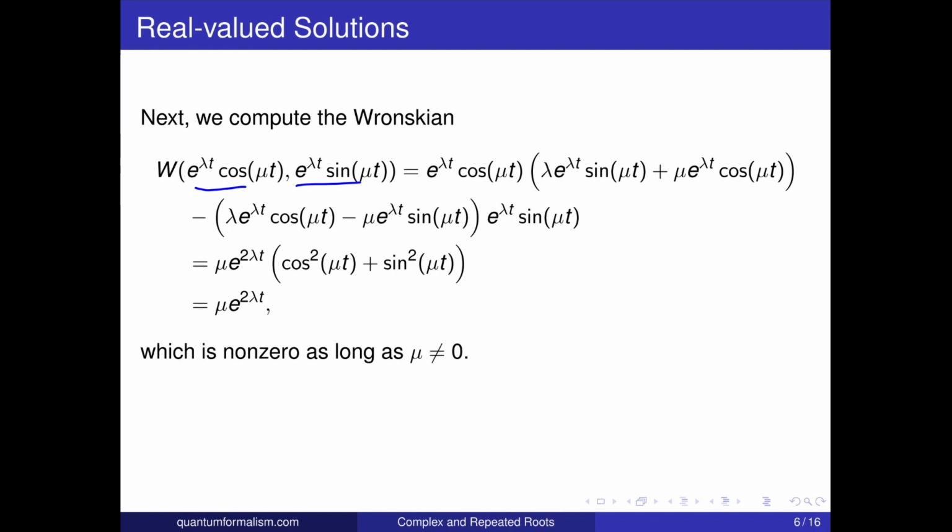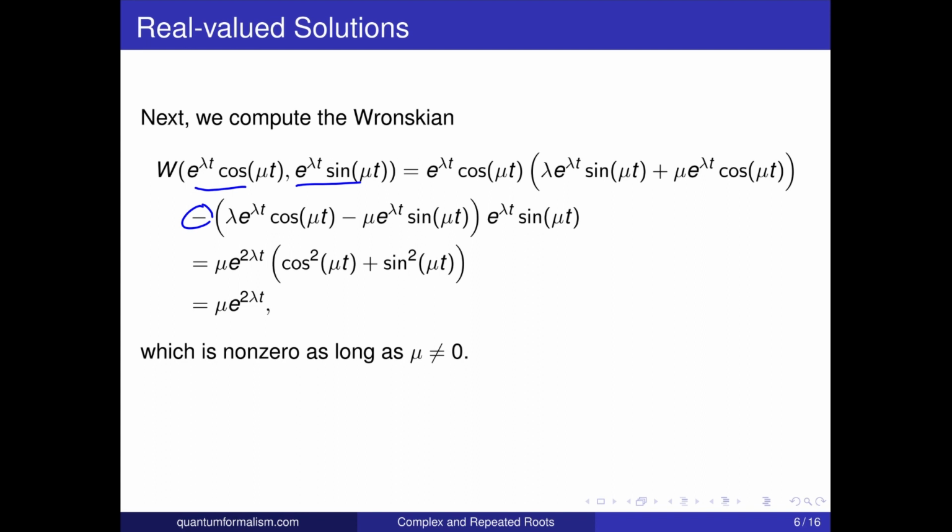Then there's a minus sign in the Wronskian formula. Then we take the derivative of e to the lambda t times cosine of mu t. So again, we get a lambda popping out when we do the derivative of e to the lambda t in the product rule. And then we'll get a negative mu when we do the derivative of cosine of mu t. And then the second function, e to the lambda t times sine of mu t, is left alone in that term of the Wronskian.